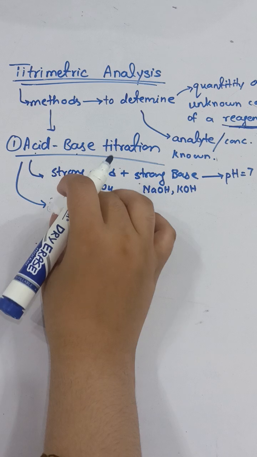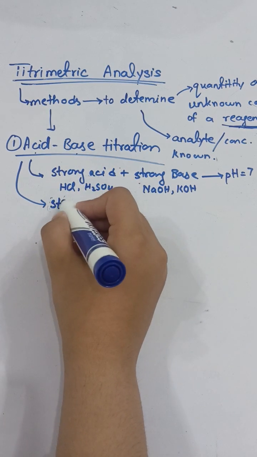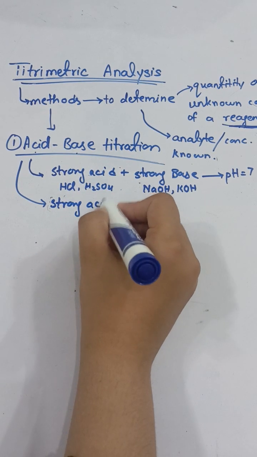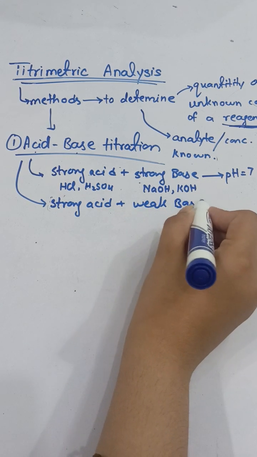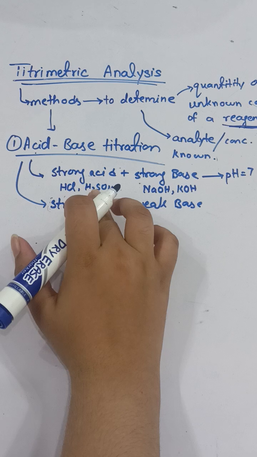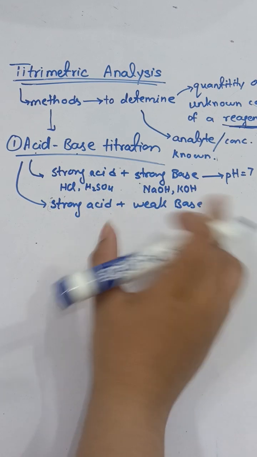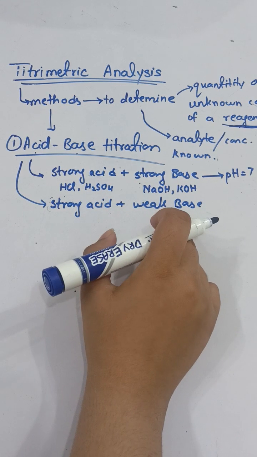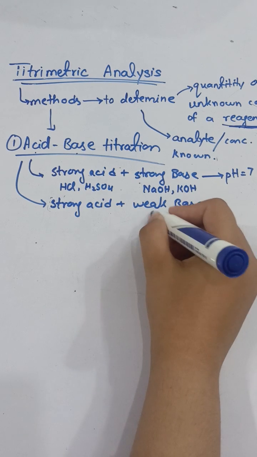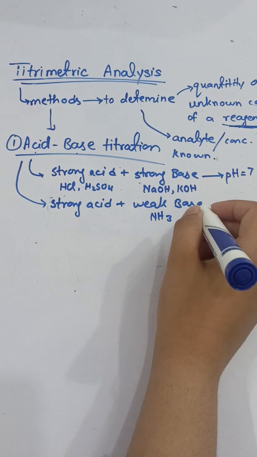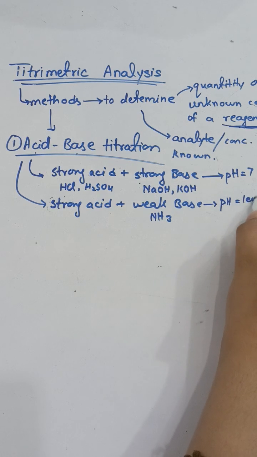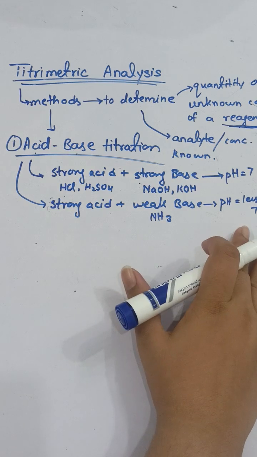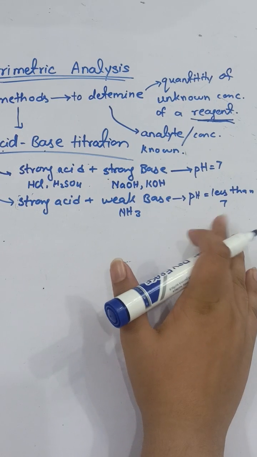Okay, the next titration that you can do is between a strong acid plus a weak base. The strong acid will be the same, HCl or H2SO4, anything that you want. But can you remember any weak base? Yes, NH3, ammonia is a very weak base, and the pH will be less than 7. Less than 7, not greater than 7. The pH will always be less than 7.